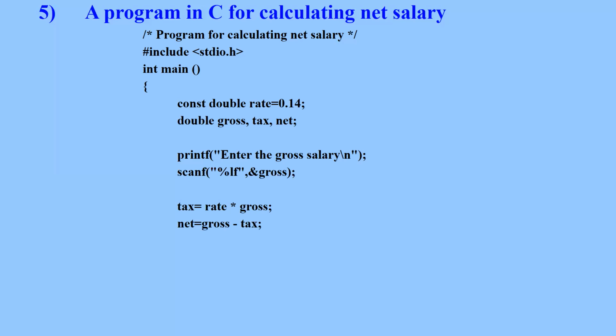Then calculate net. Net, calculate it as: pick what is in the memory location called tax and subtract it from what is stored in the memory location called gross. The value you get, store it in the memory location called net. Then display the following on the screen.